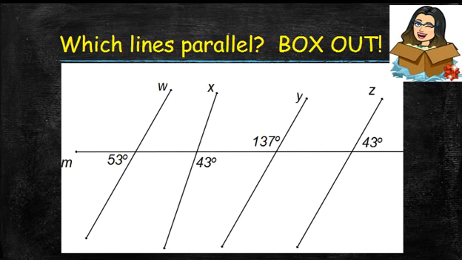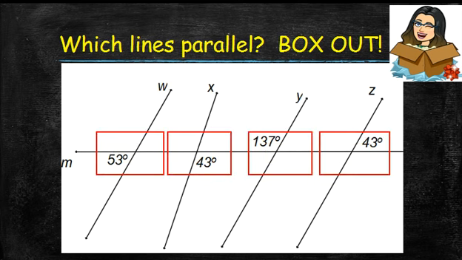When we don't see which lines are parallel, we can't star box. We don't know which ones are parallel yet, so star box doesn't work here. What we can do though is box out. Let's put a box around each intersection. We remember that vertical angles are congruent, so next we'll fill in all of our vertical angles.